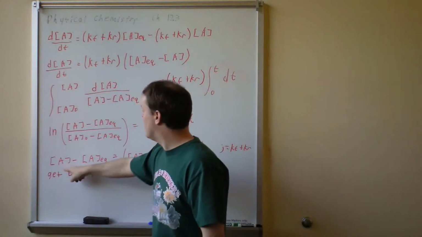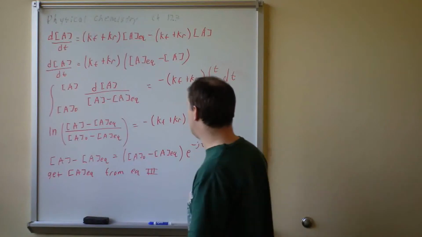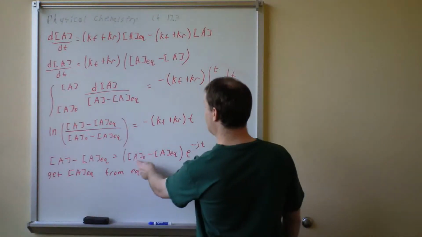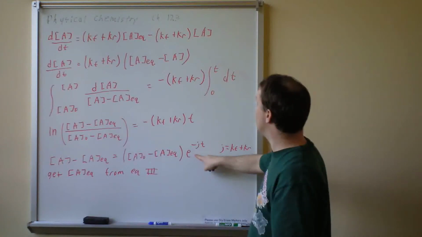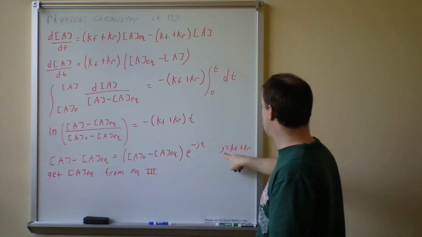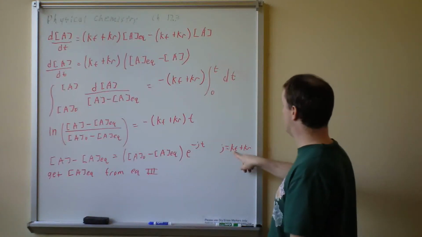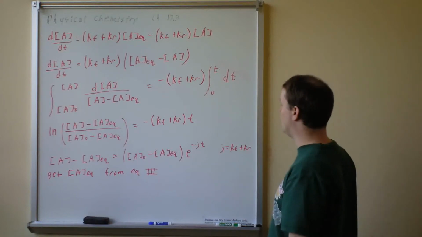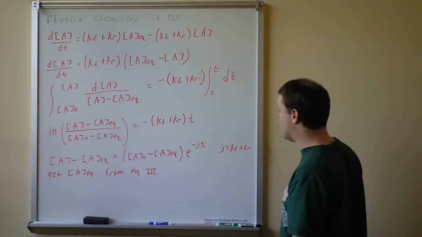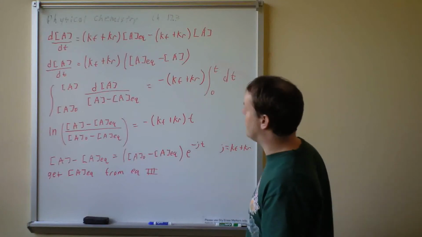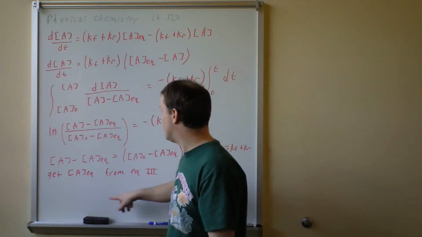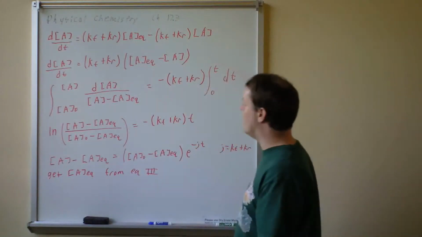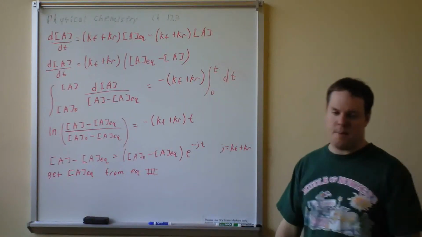So now we have the concentration of A minus the equilibrium concentration of A is going to be equal to the initial concentration of A minus the equilibrium concentration of A times e to the minus Jt. So J, we defined on a previous slide, is the forward and reverse reaction rate constants added together. So go back to that slide with the graph and it'll make more sense. And likewise, remember equation 3 on a previous slide, that's how you can find the equilibrium concentration of A.